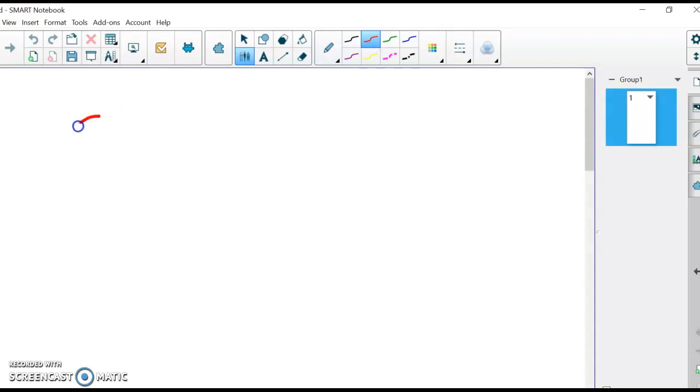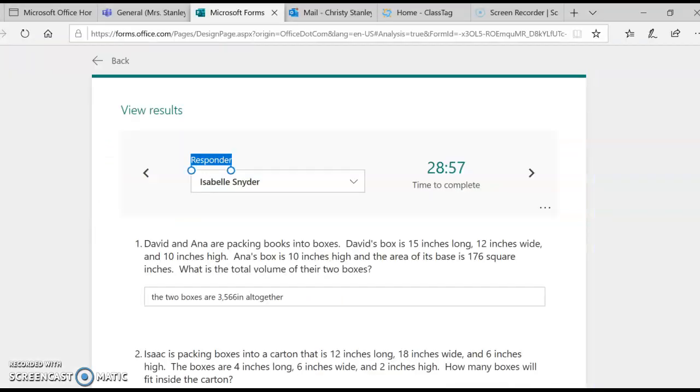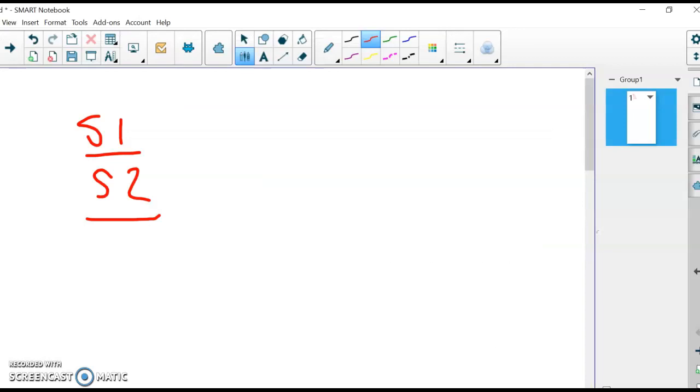So we're going to divide it into shape 1 and shape 2. So David's box, if we go back to that, David's box is 15 by 12 by 10. So we're going to go ahead and write 15 by 12 by 10 for him.